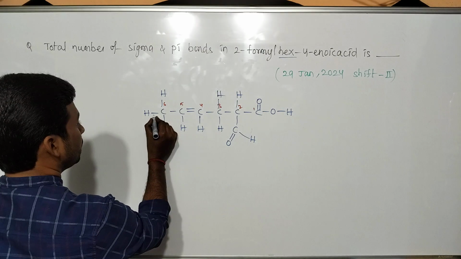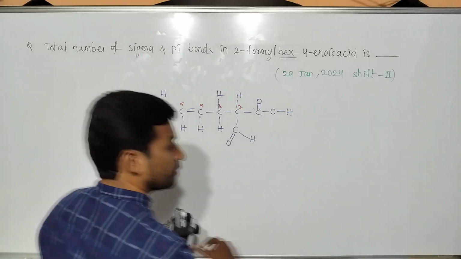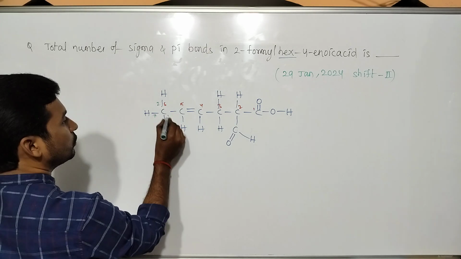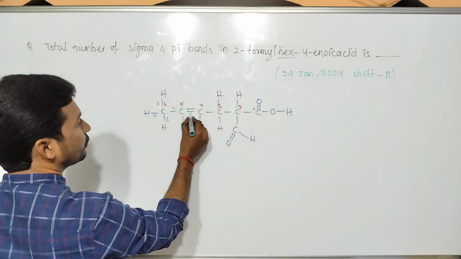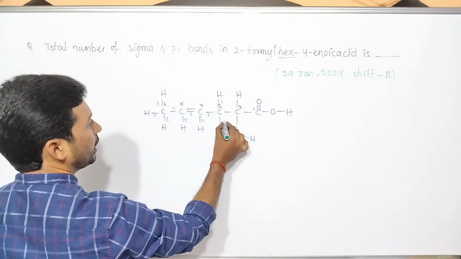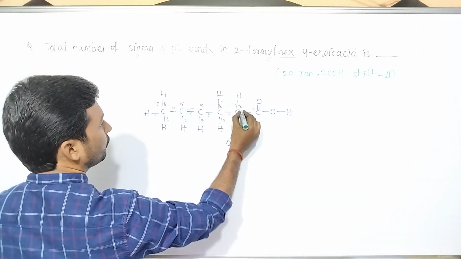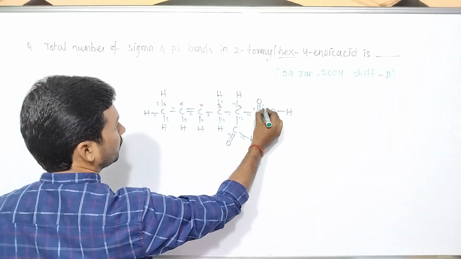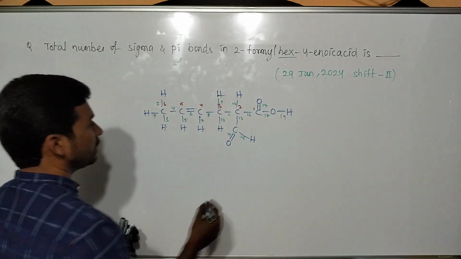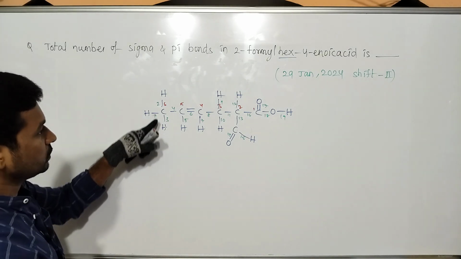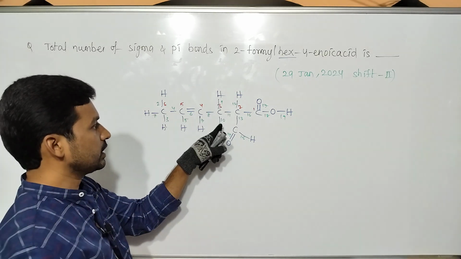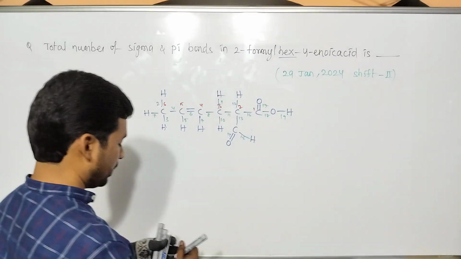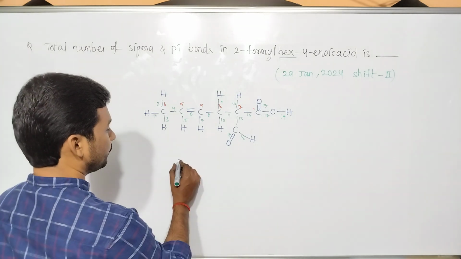Number of sigma bonds: 1, 2, 3, 4, 5, 6, 7, 8, 9, 10, 11, 12, 13, 14, 15, 16, 17, 18, 19 sigma bonds. How many sigma bonds? 19 sigma bonds.